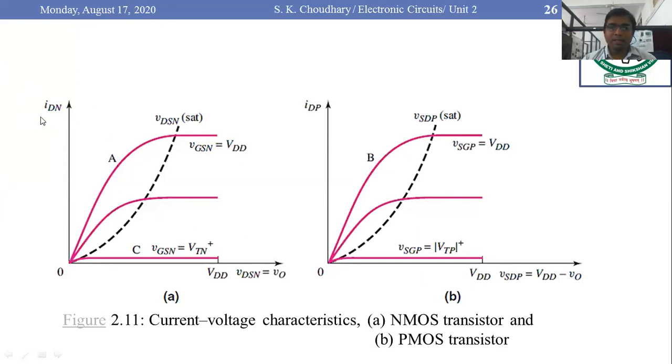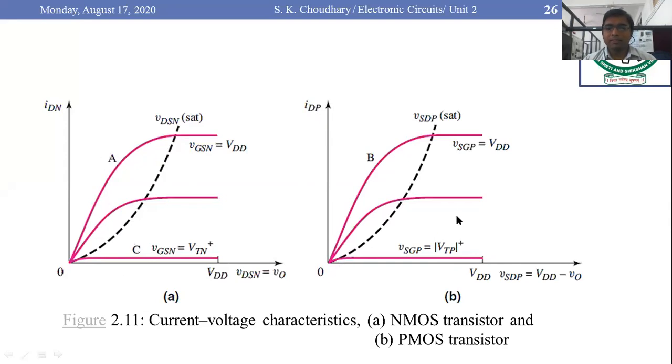On the y-axis of A is IDN, the drain current of the NMOS, and on the x-axis it is VDSN, that is equivalent to the output voltage of the inverter also. And on the x-axis of the PMOS characteristics there is VSDP, the source to drain voltage of the PMOS device, and the y-axis is IDP, the drain current flowing across the PMOS. There are three curves for three different values of the gate to source voltage of NMOS, and there is some marking A, C.